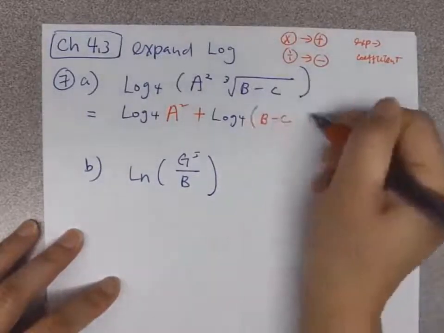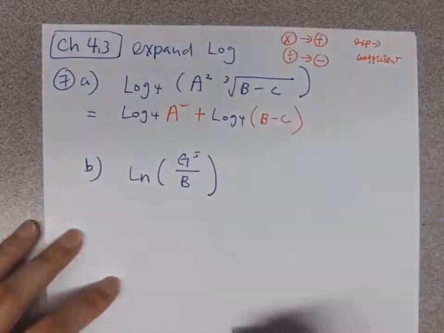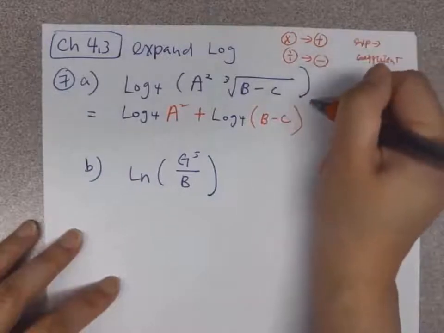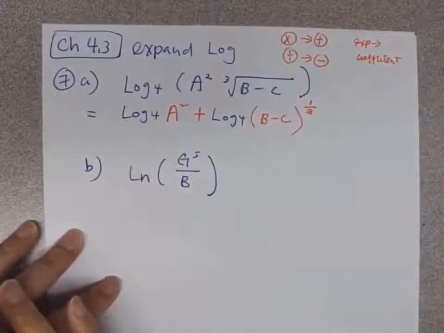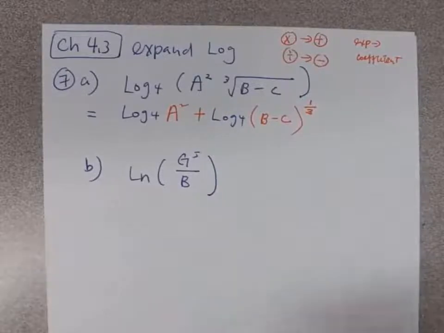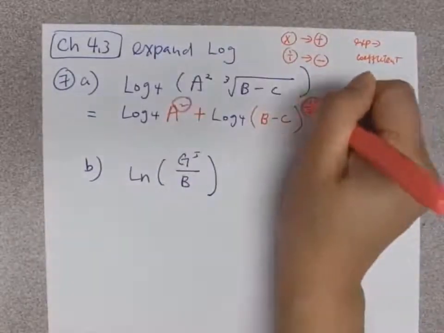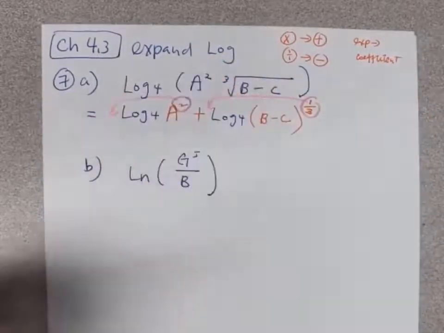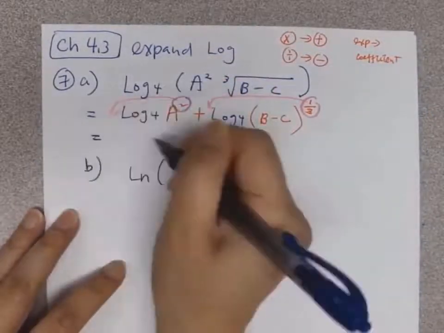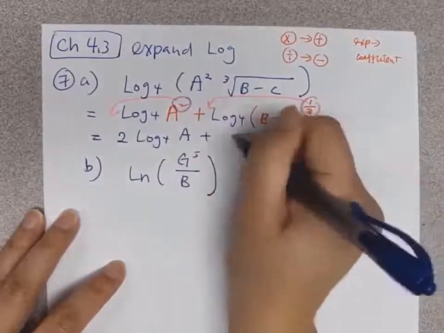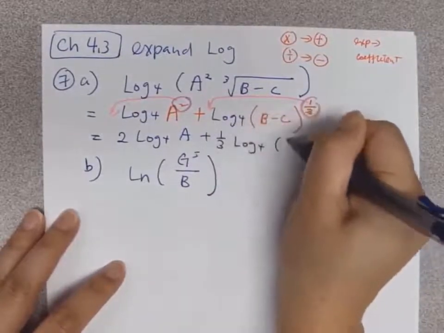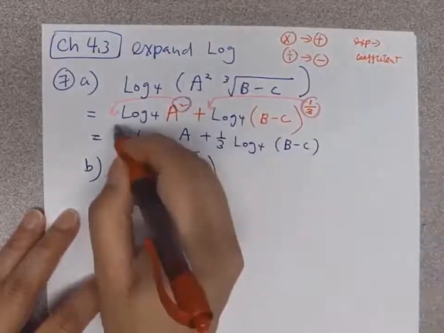Anybody know like a cube root can turn into what kind of exponent? 1/3, because this is 1 here, right? And the root number, like power, this is 3, right? So that's your root number. And then those exponents need to go where? To the front of that term, right? So we're going to have 2 log base 4 of a plus 1/3 log base 4 of b minus c. Is that okay?